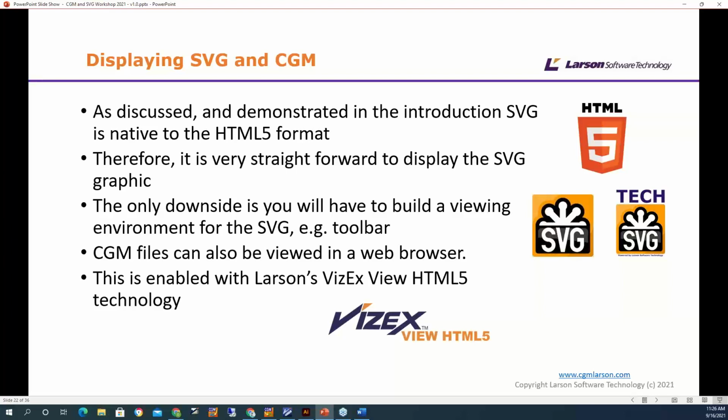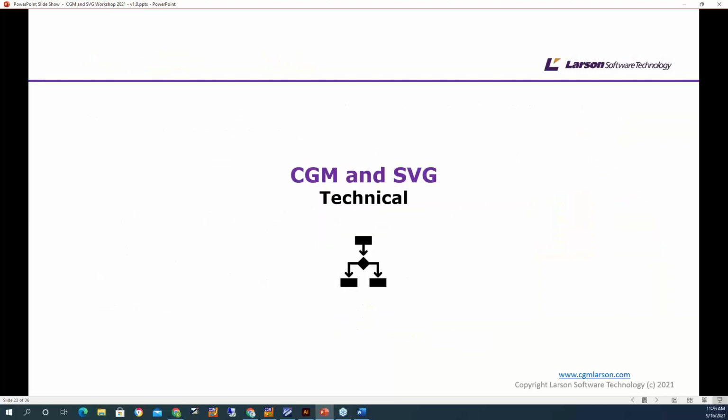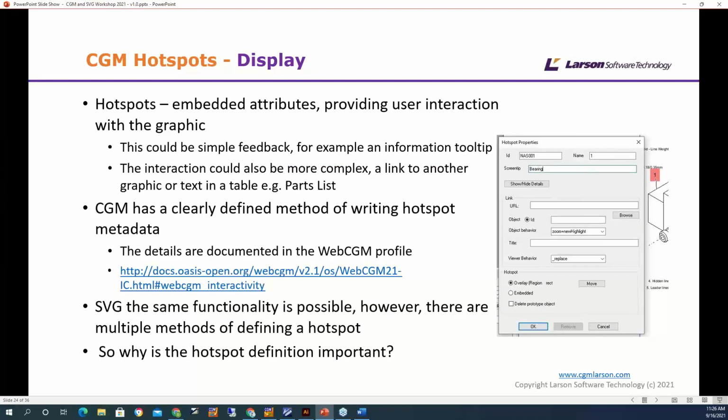So that's why we did our Visits View HTML5, which is an environment where you do have the ability to have a toolbox and so forth, and still you use the CGMs. So don't be concerned, it's not too technical.